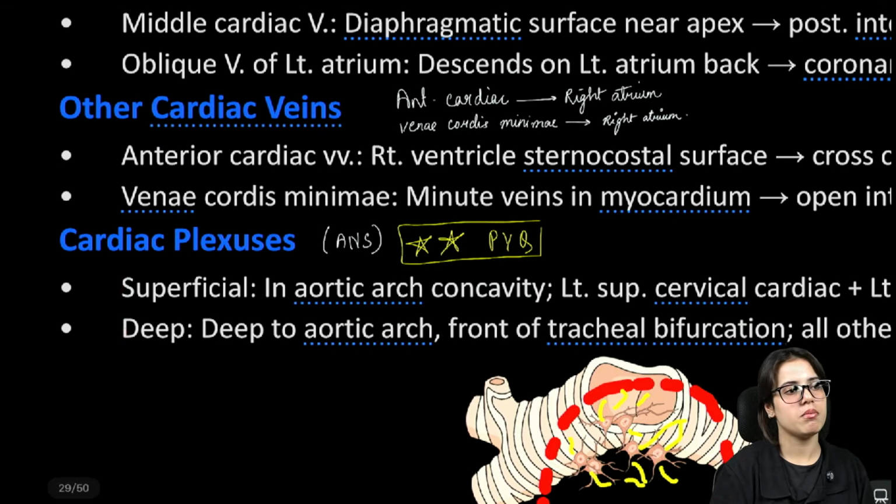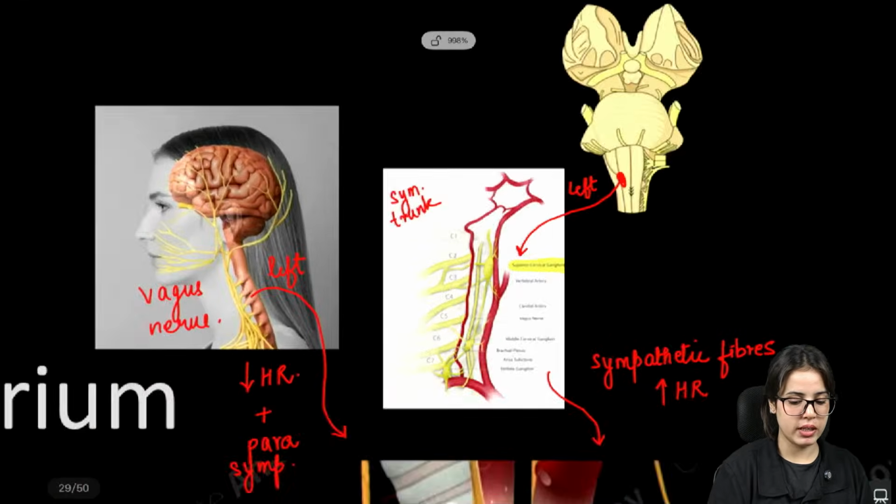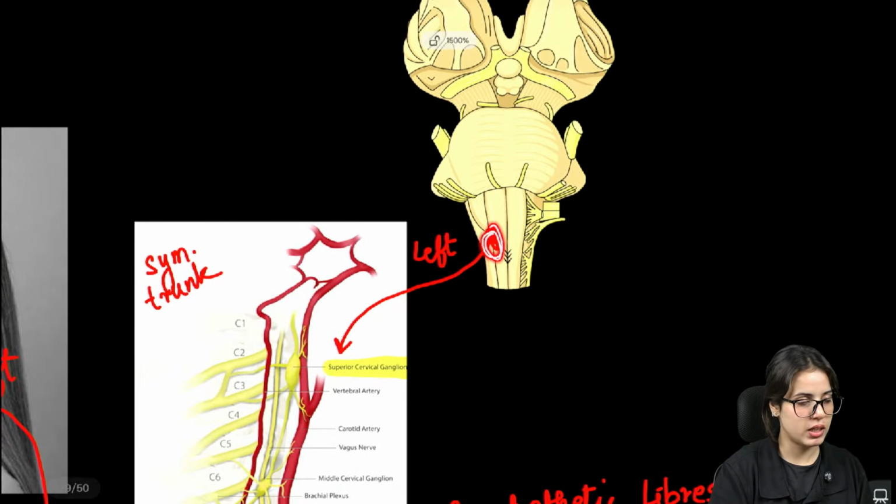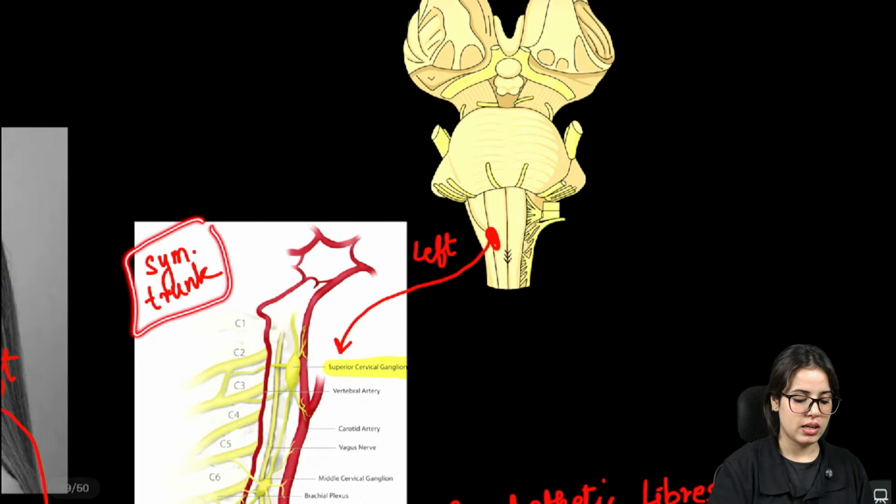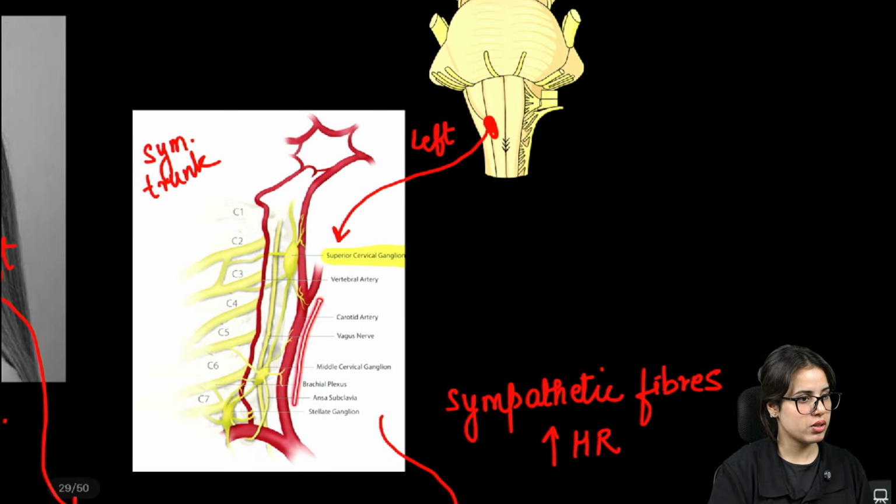I'll tell you, it's a very long topic, has many variations and many small details, but I'll just do it in short as much as possible for first year students. So autonomic nervous system, it's a part of the nervous system. Okay, starts from the left part of the medulla to the superior cervical ganglion of the sympathetic trunk. Just think this is the sympathetic trunk.